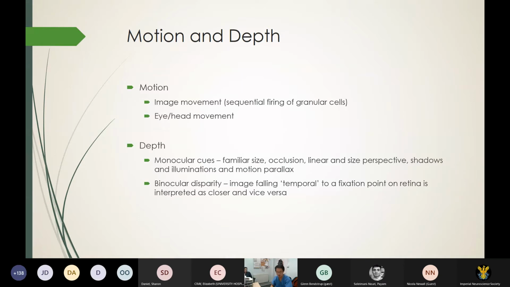There's something called occlusion. So if one object is blocking part of another object, automatically your brain will know that that object must be in front of the object that is blocking. So that gives you depth perception.